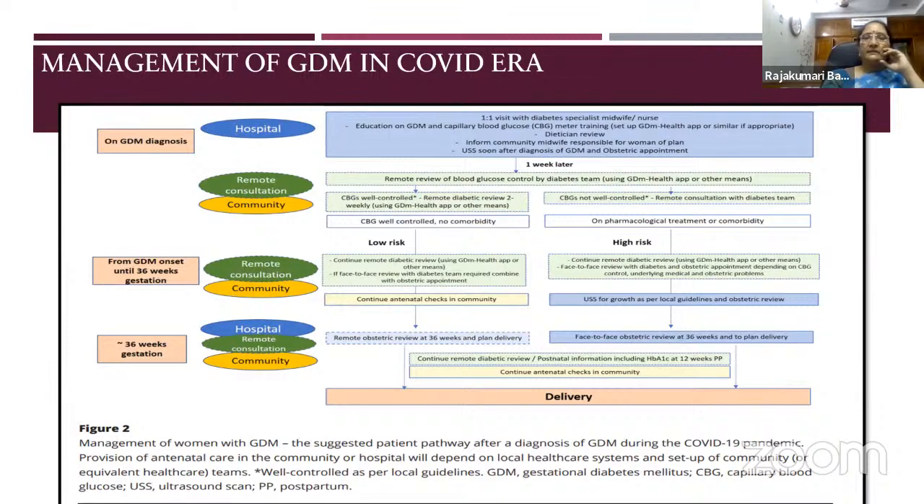If CBGs are not well controlled, remote consultation with the diabetes team on pharmacological treatment or comorbidity, it comes under high risk cases. Then we have to continue diabetic review and face-to-face reviews with the diabetologists and obstetric appointments, and ultrasound for growth as per local guidelines and obstetric reviews, and face-to-face obstetric review at 36 weeks and planned delivery.